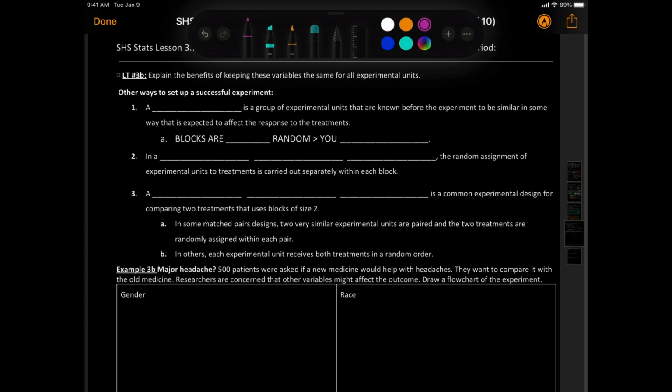1, a block is a group of experimental units that are known before the experiment to be similar in some way that is expected to affect the response to the treatments. The blocks are not random. You control it as the researcher.